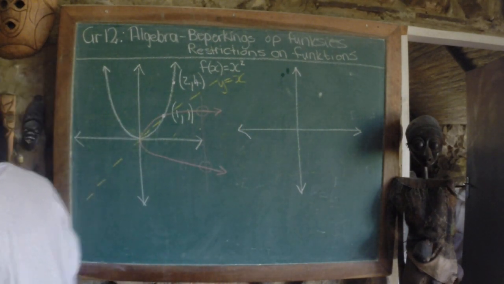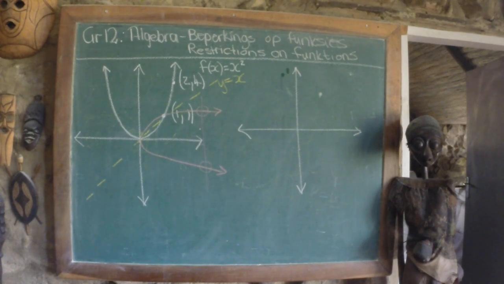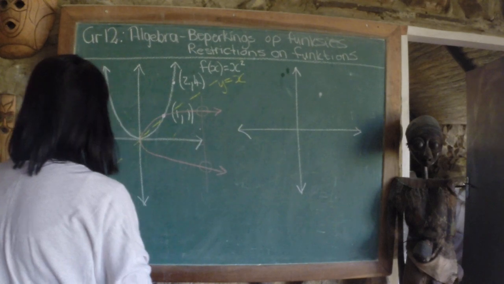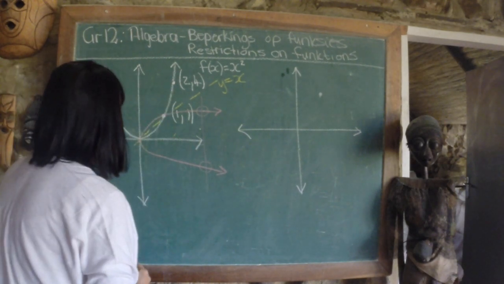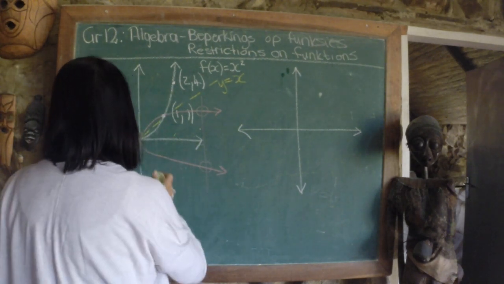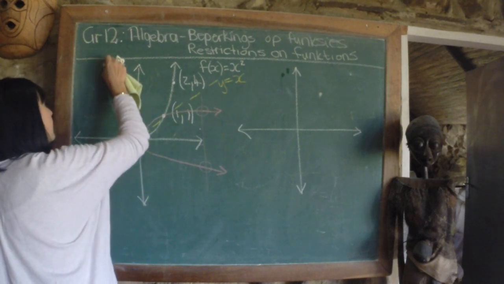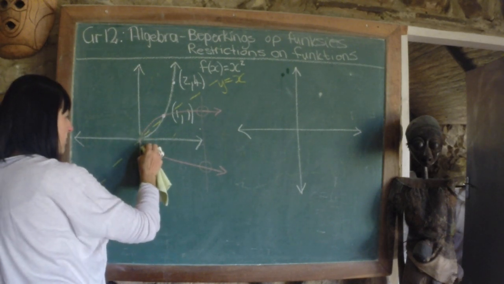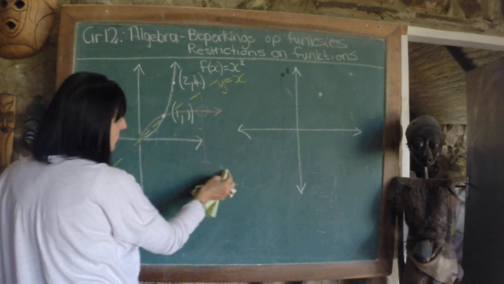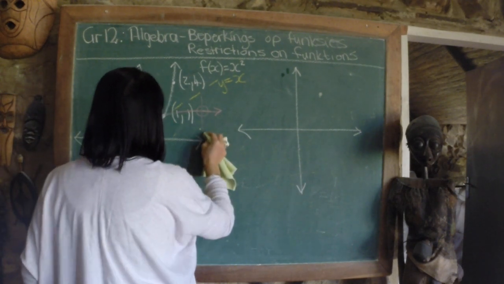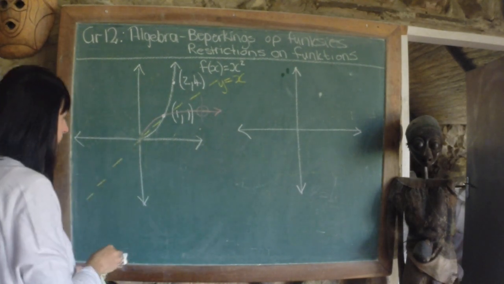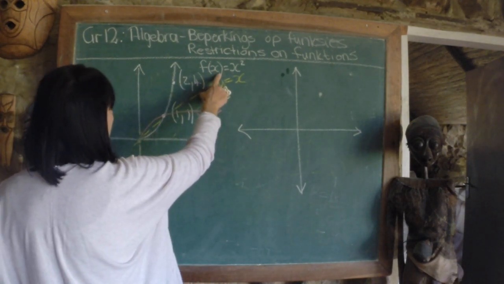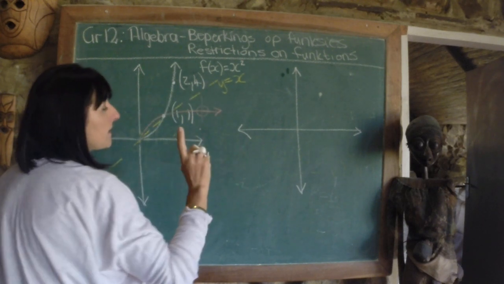Kom ons kyk na ons plan. Ons het gesien dat as ons f(x) is gelyk aan x kwadraat so behou, dan kan ons nie 'n inverse funksie kry nie. So wat doen ons? Ons beperk hierdie funksie van ons by cutting off half of the function. So if you cut off that part of the function, then you must make sure if you name the function that you add a restriction.